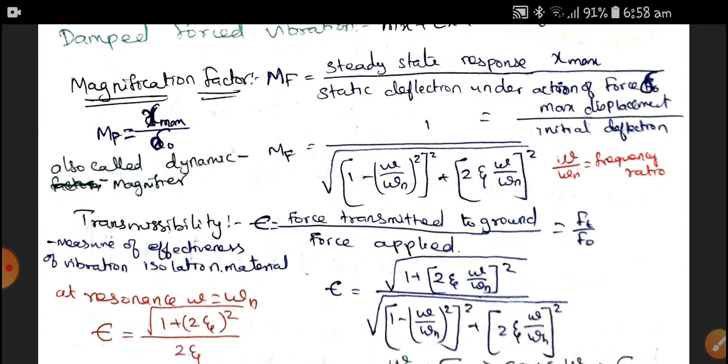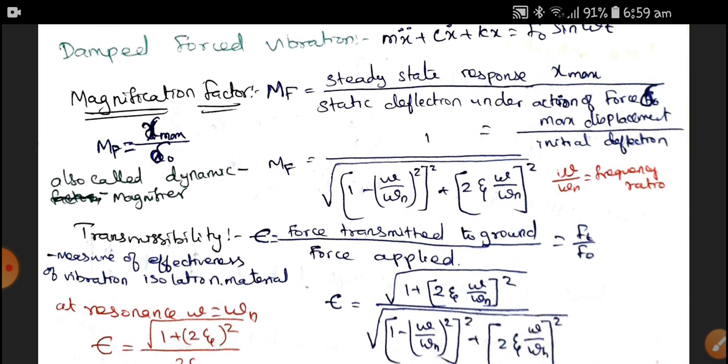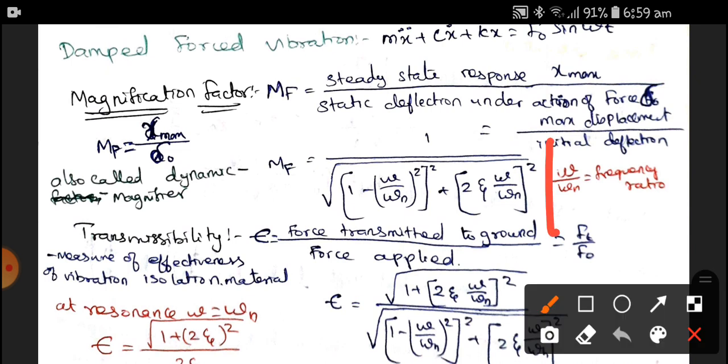The magnification factor is the ratio of maximum displacement to the initial deflection, or another definition, the ratio of steady state response to the static deflection under the action of the force. That is called the magnification factor. So the magnification factor is equal to x max divided by delta naught. Therefore, the magnification factor becomes 1 divided by square root of the whole square of 1 minus omega divided by omega n squared, plus 2 eta into omega by omega n, the whole square, where omega by omega n is the frequency ratio. The magnification factor is also called the dynamic magnifier.